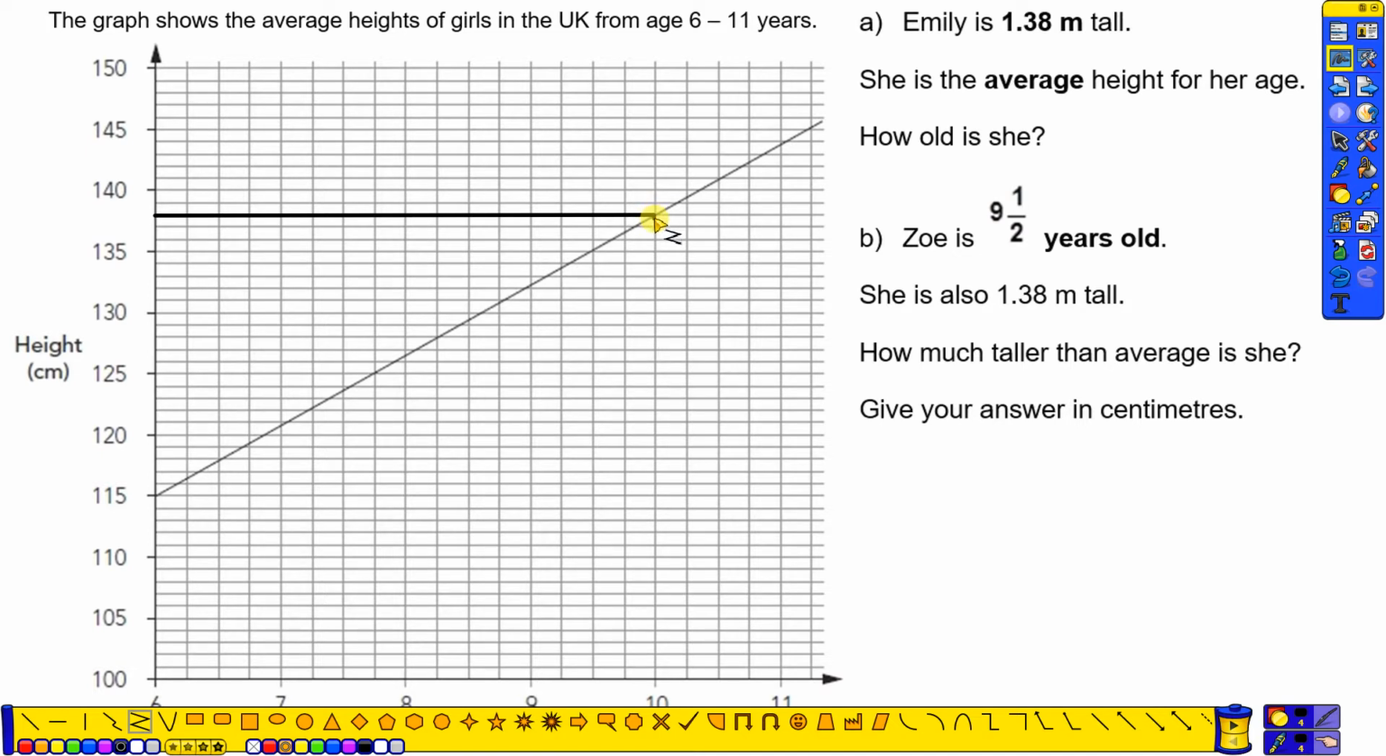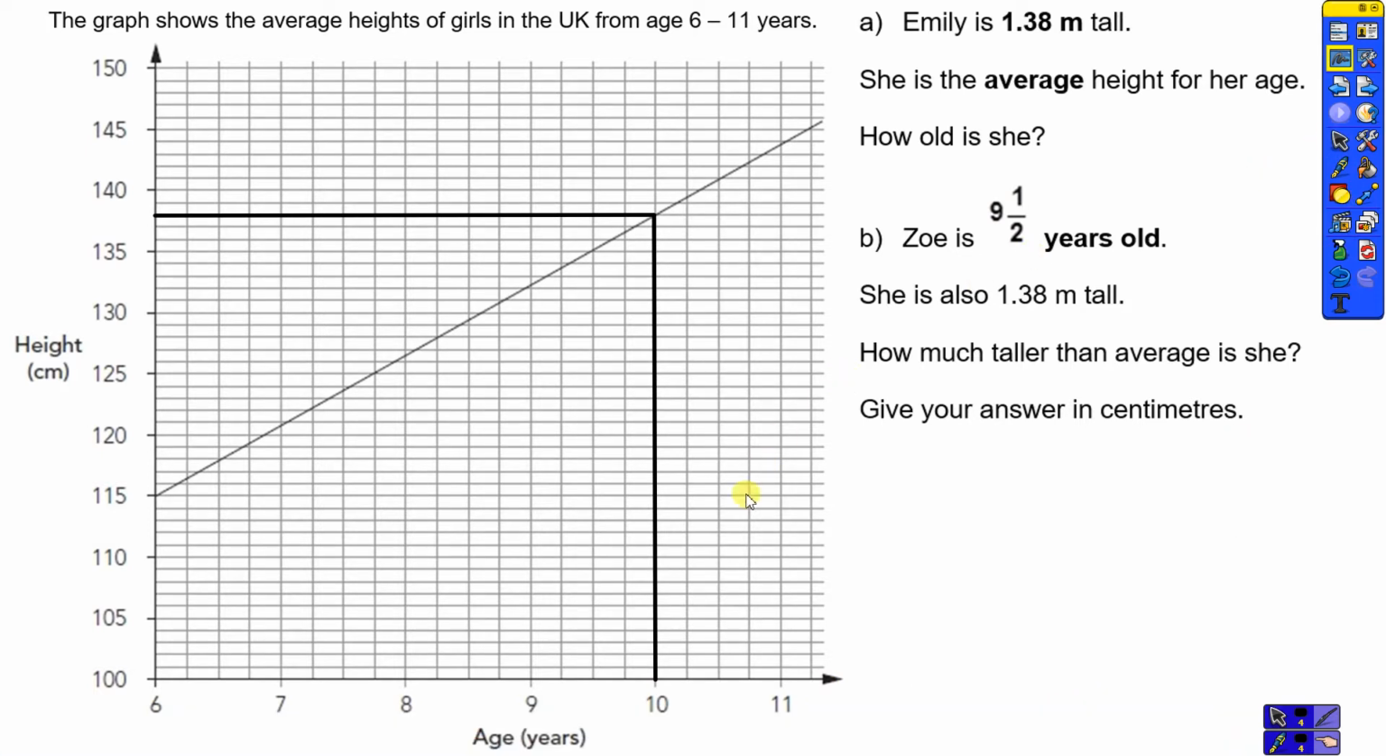And then because she's average height, and this graph is showing the average height, we can go down. And we can see that Emily is exactly 10 years old. Now Zoe is 9.5 years old. She's also 1.38 metres or 138 centimetres tall. How much taller than average is she?